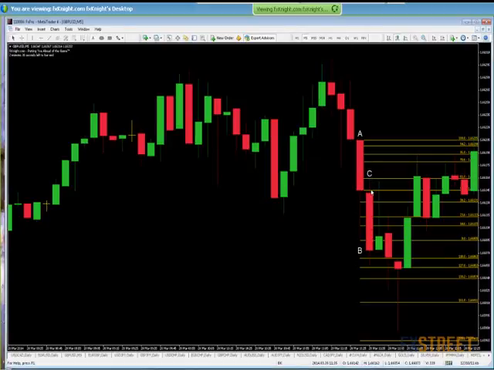Okay, there we go. That's my point C, how far back towards A we retraced. So I measured the extent of the thrust and then the extent of the pullback. Make sense? Let me explain the numbers on the right-hand side here, because sometimes people get a little confused when they see my fibs.